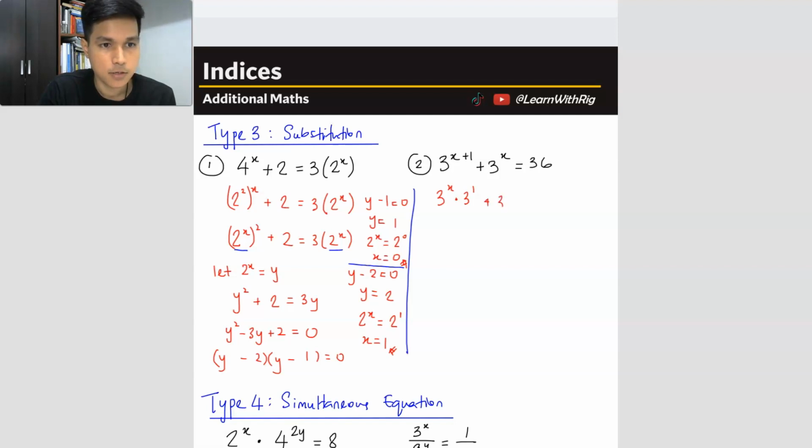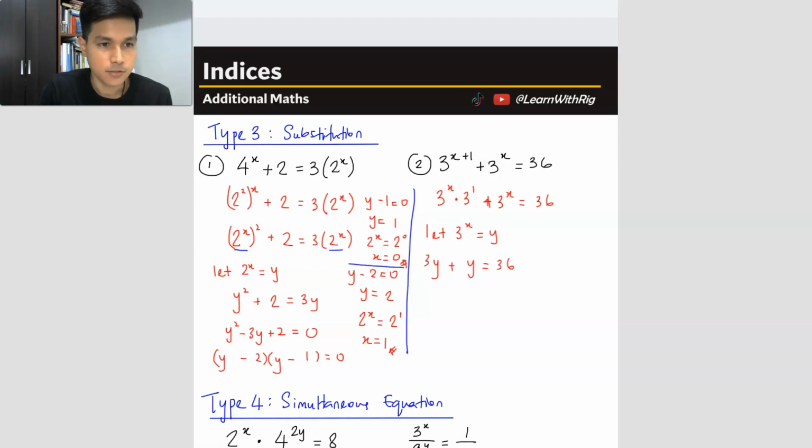So plus 3 power x equals to 36. This one, we can factorize the 3 power x. For those who don't know, then you use the substitution method. Let 3 power x equals to y. Now you get y times this 3 here, so you get 3 times y plus y equals to 36. Correct? So what are you going to do here?